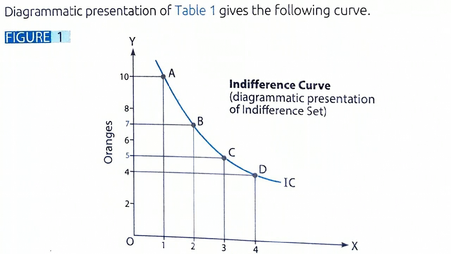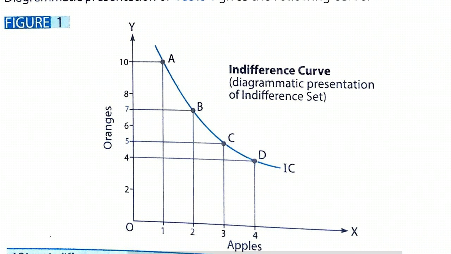So what is indifference curve? When indifference set is converted into a graphical presentation, this curve is called indifference curve. What do you observe? Different combinations. Let us see. Oranges are represented on the y-axis. Apples are shown on the x-axis. So here you can see.